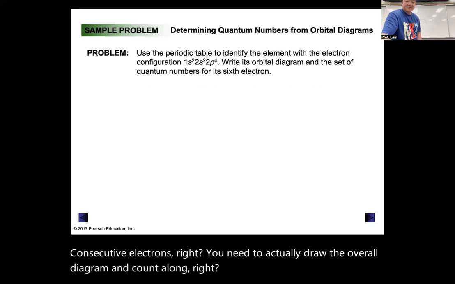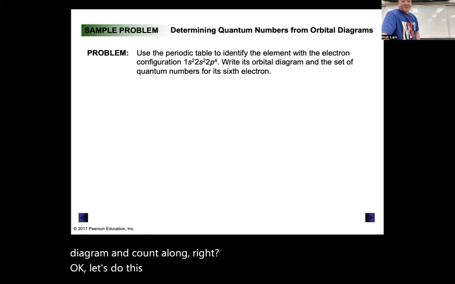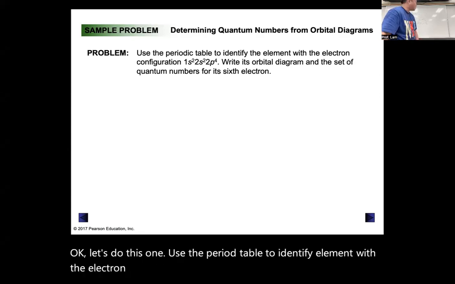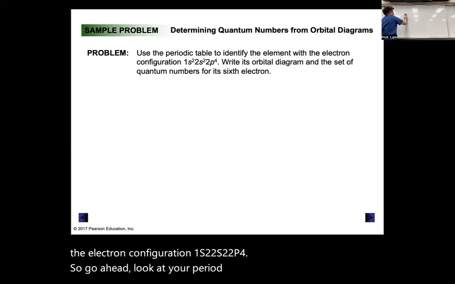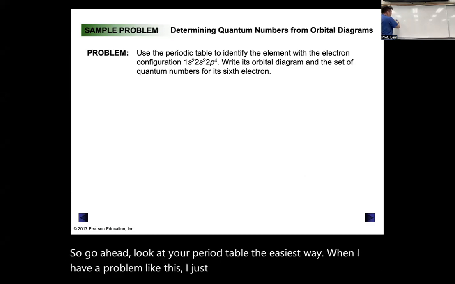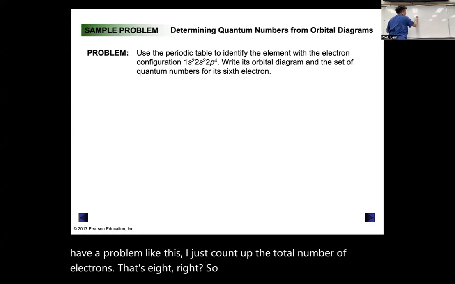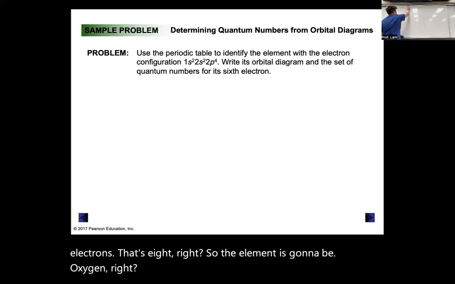Okay, let's do this one. Use the periodic table to identify an element with the electron configuration 1s2, 2s2, 2p4. So go ahead and look at your periodic table. When I have a problem like this, I just count up the total number of electrons. That's 8, right? So the element is going to be oxygen, right? And 1s2, 2s2, 2p4.